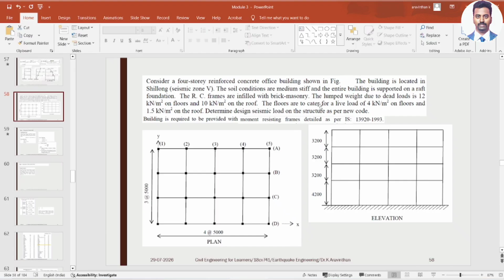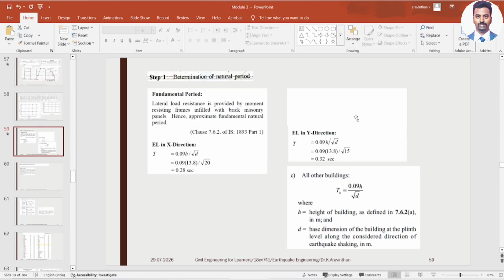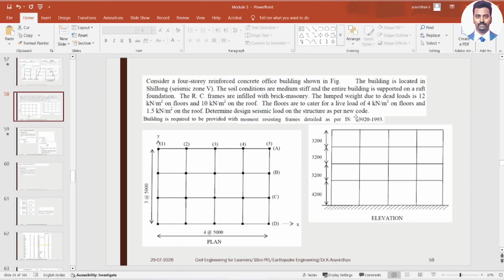The floors are to cater a live load of 4 kilonewton per meter square on floors. First, second and third floor have 4 kilonewton per meter square and 1.5 kilonewton per meter square on the roof. This is acting on a slab per meter square. In this slab, we know that this is a 5 meter by 5 meter slab. 5 into 5 is 25 meter square. For every square meter, it carries 1.5 kilonewton in the top floor. Now determine the seismic load on the structure as per new code. And the manual analysis is being done and you can check in the previous link.